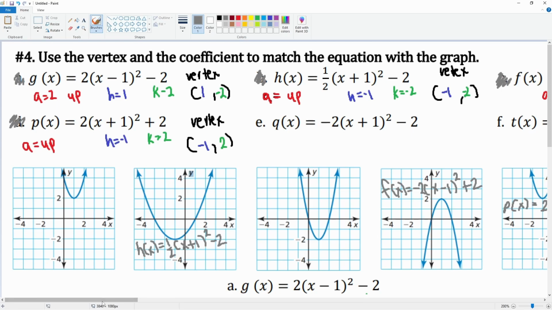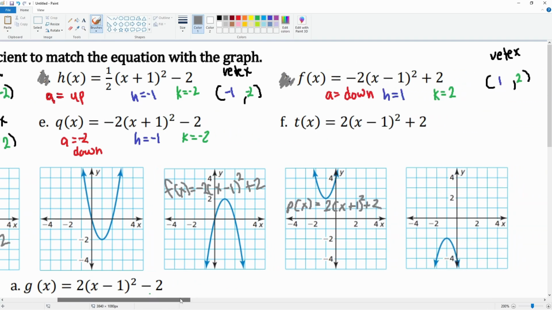Let's do e here. Let's start by getting down the vertex. So h is equal to -1, k is going to be equal to -2. The a here is -2, so it's going to open down. So let's look for that vertex, -1 comma -2, which is this one, opening down right here. So this is going to be your q of x equals -2 times (x plus 1) squared minus 2.